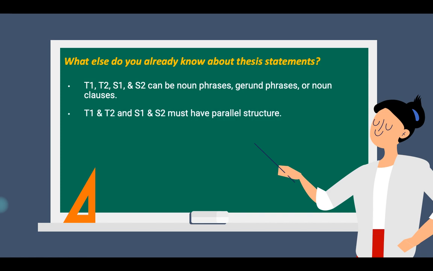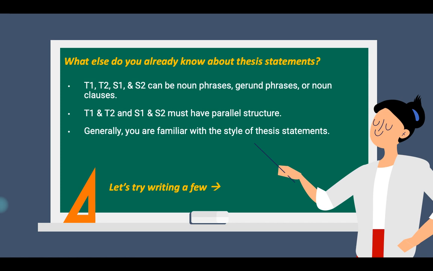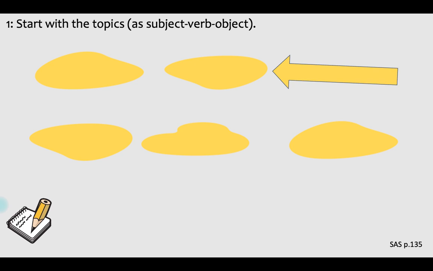Also, we know that when we make lists, we must use parallel structure. So when we have a list of our things to be contrasted, and when we have our list of subtopics, we want to use parallel structure. And generally, you are familiar with the style of thesis statements. You know how they should sound. So let's try writing a few. I have 3 different styles to show you, and these are all also in your book.